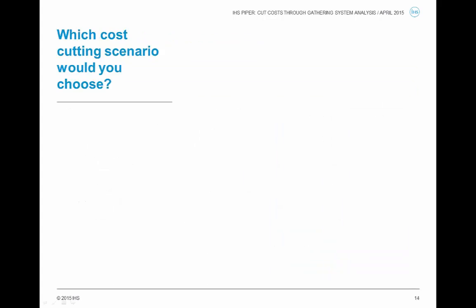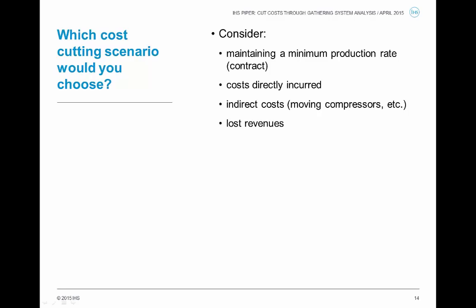After reviewing each of those scenarios, as well as their cost-cutting results in both rate and economics, what scenario would you choose? You would need to go back and consider that you need to maintain a minimum production rate in order to meet your contracts. You would need to consider what costs are being directly incurred and what costs are indirectly incurred.